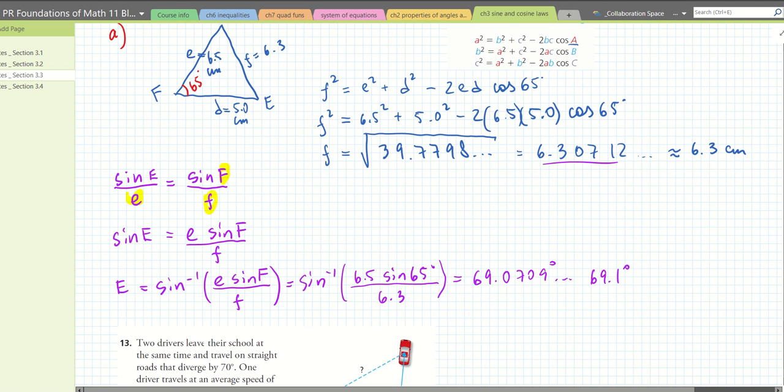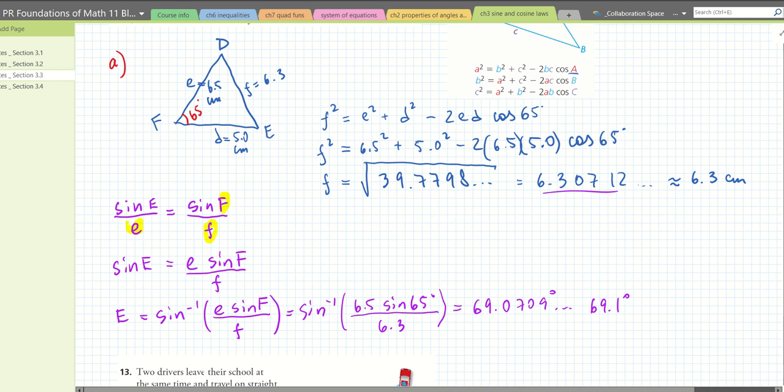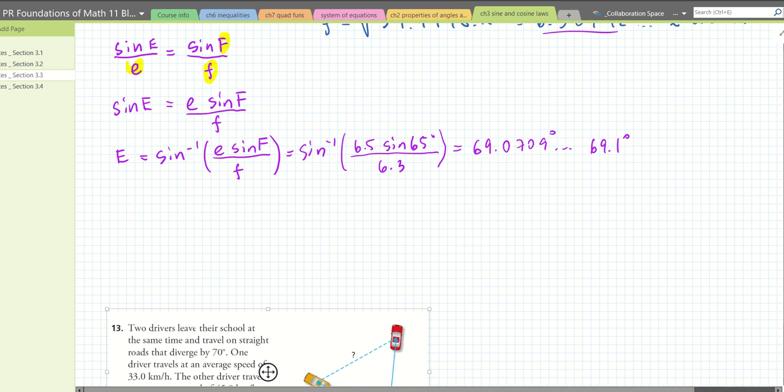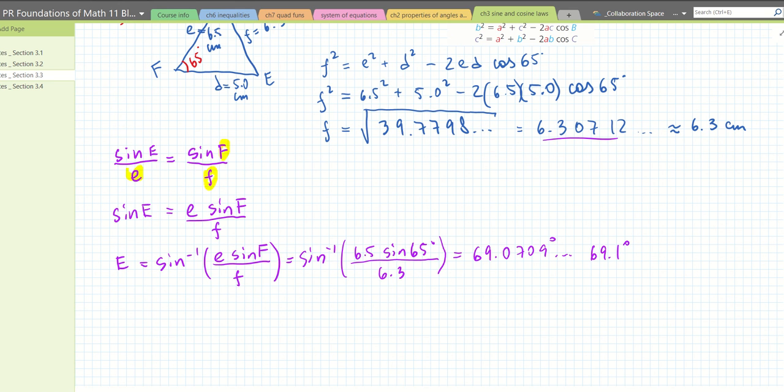So here I used sine law to help me find the missing angle. But we can also solve this using cosine law. We can find the missing angle E or missing angle D using cosine law. It's just going to be a little longer. So let's say you were using cosine law, maybe because you were still missing some of the other information which would prevent you from using sine law. So let's say we do the same thing and find the angle E again using cosine law.